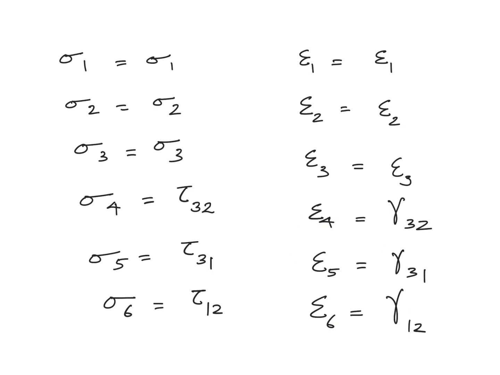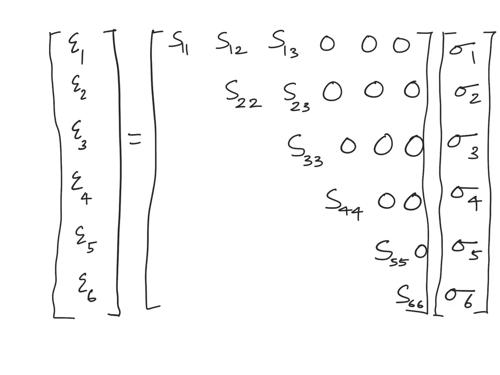Okay, now to connect, this can be thought of as a 6 by 1 matrix, and this can also be thought of as a 6 by 1 matrix. Now you need a 6 by 6 matrix to connect these two. For an orthotropic material, this is the way the strain vector is related to the stress vector, like this. See, here you have just 9 constants.